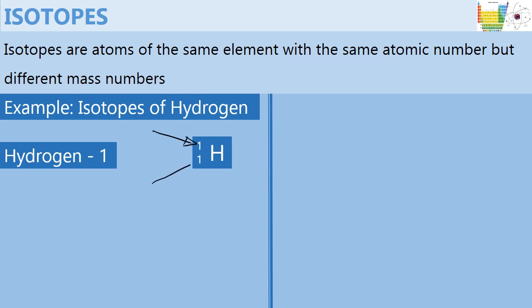These two numbers represent the atomic number and mass number. The number above represents the mass number, while the one below, if you can remember, represents the atomic number.